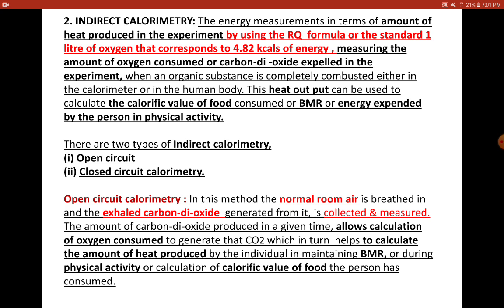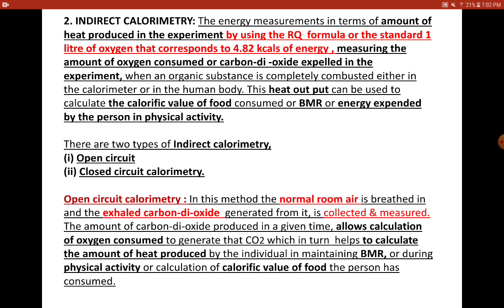But the carbon dioxide that he exhales when he is doing work or when he is at rest is trapped in a bag or collected, and then using the RQ formula, which says that RQ is equal to the volume of carbon dioxide released to the volume of oxygen consumed, you would know the RQ. We have already listed the RQ for various conditions like RQ of carbohydrates, RQ of protein, RQ of a mixed diet, RQ of diabetics, and all that we have already discussed.